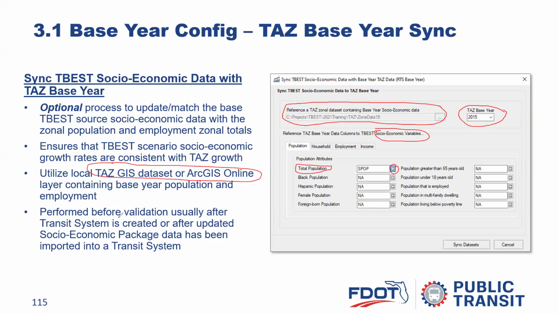Okay, what else do we want to say here? Ensures that TBEST scenario associated growth rates are consistent with TAZ growth. That's right. So the consistent part is what we want. Performed before validation, usually after the transit system is created or after updated socioeconomic data package data has been imported into a transit system. So this is pre-validation that we're doing this.